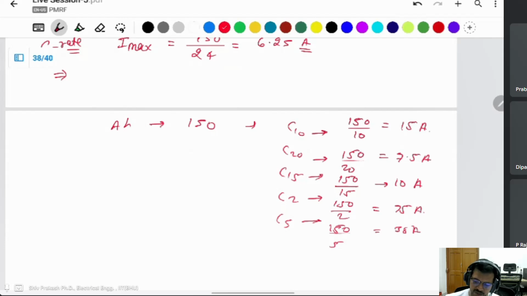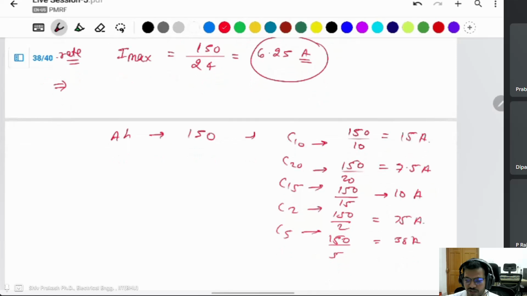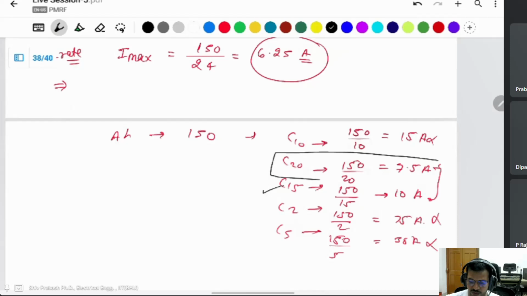30 ampere rating, but your maximum current is 6.25. And how will you choose this amount of current? You can choose from these. If you want to take more load at any time, then you can take 10 ampere, or if you want to reduce the cost of the battery, then take 7.5 ampere, C20, suitable for this load.